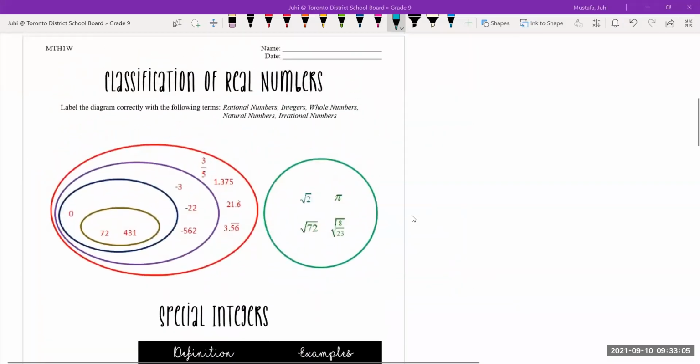All right, guys. So if you turn to the next page, let's just take a look at this diagram and try to figure out what's happening here. It says it's a classification of real numbers. Label the diagram correctly with the following terms, and all of the 5 terms that we've just learned are included at the top. So I want you to go ahead and try to label the circles with rational numbers, integers, whole numbers, natural numbers, and irrational numbers. So try to put one of those labels in every single one of the circles.